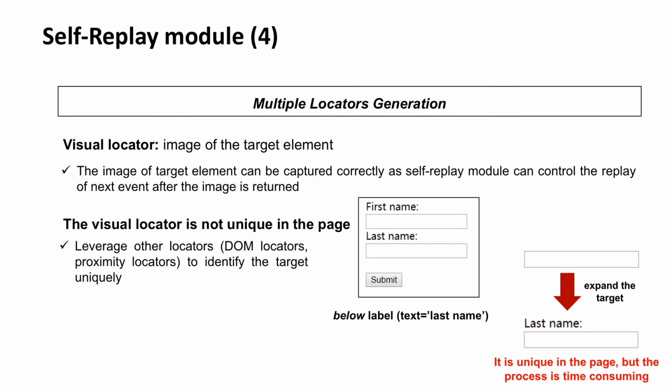In the self-replay module, the image of the target element can be captured correctly, as the self-replay module can control the replay of the next event after the image is returned. Note that the visual locator may not be unique in the page. Existing work expands the image of the target until it's unique in the current page. However, the whole process is time-consuming. To address this limitation, WebRR leverages other locators to identify the target uniquely.